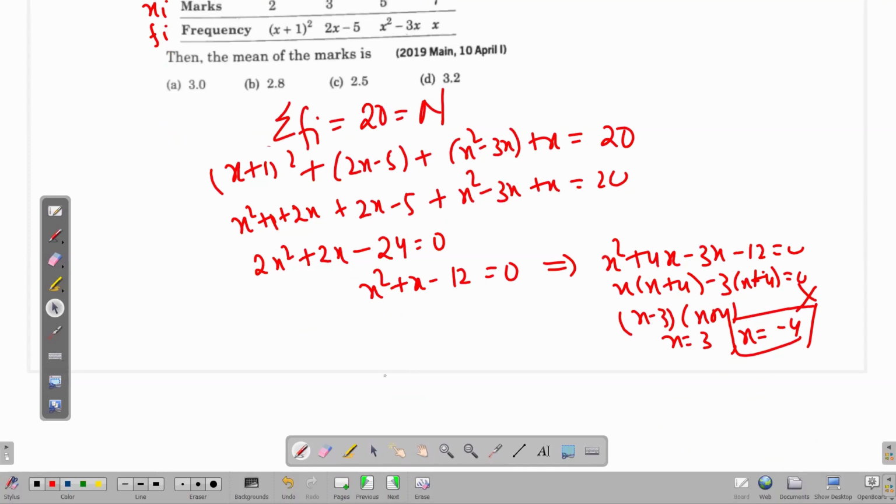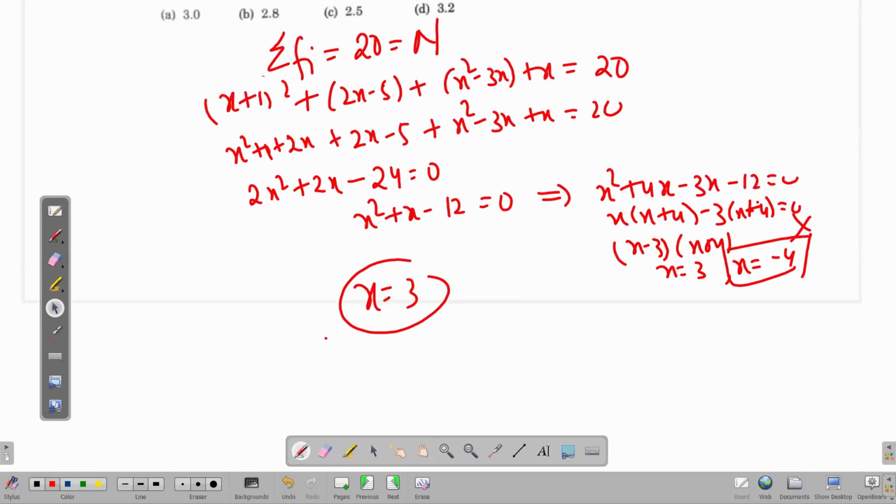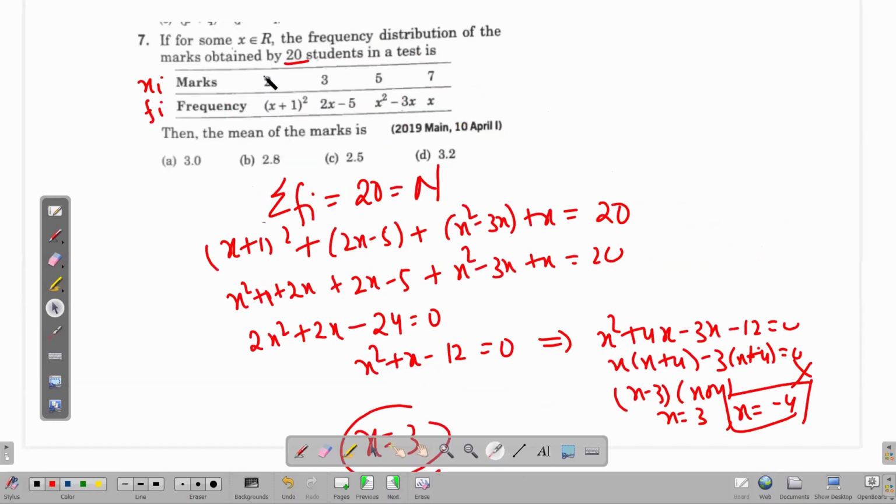So I have obtained the value of x, which is 3. Now what I have to find out is the mean of the marks, and for a frequency distribution, the formula for mean is x bar, that is sigma fi xi upon sigma fi, where sigma fi is 20, given to us, and fi xi is the product of x1 into f1, x2 into f2, x3 into f3, and x4 into f4.